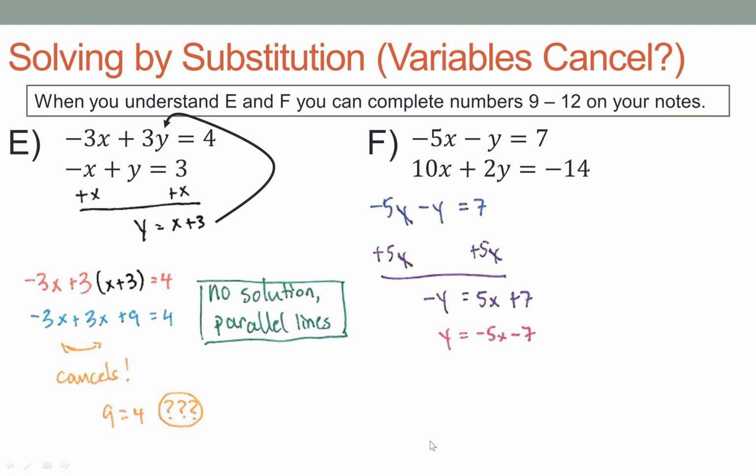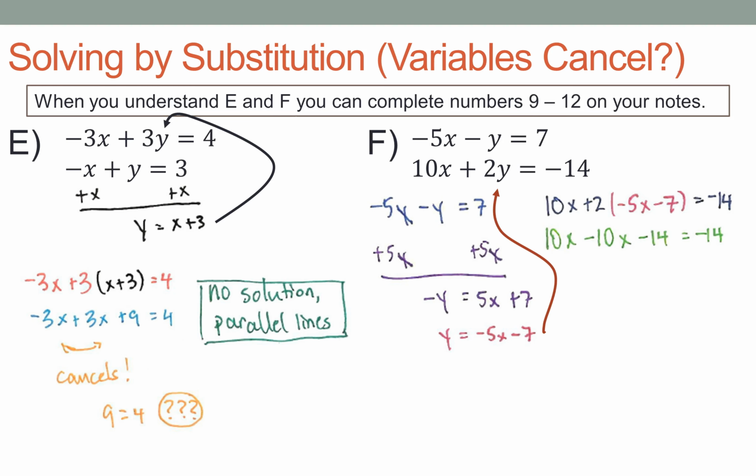All right. I have what y is equal to. I'm going to pop that into the second equation. So instead of 10x plus 2 times y equals negative 14, I've got 10x plus 2 times the quantity, open parentheses, negative 5x minus 7, close parentheses, equals negative 14. Distribute the 2, so I have 10x minus 14 equals negative 14. Wait a second.